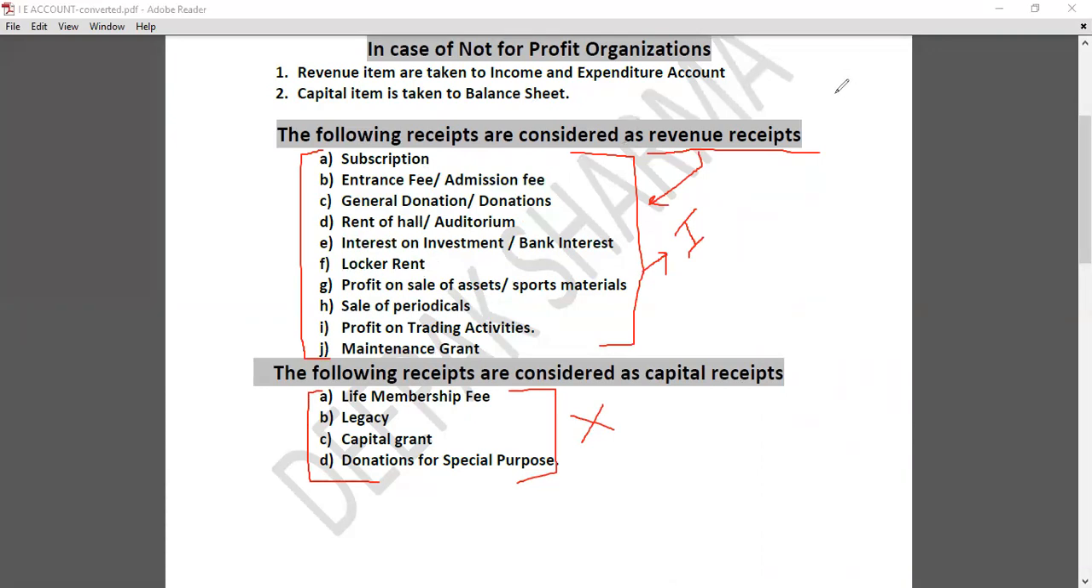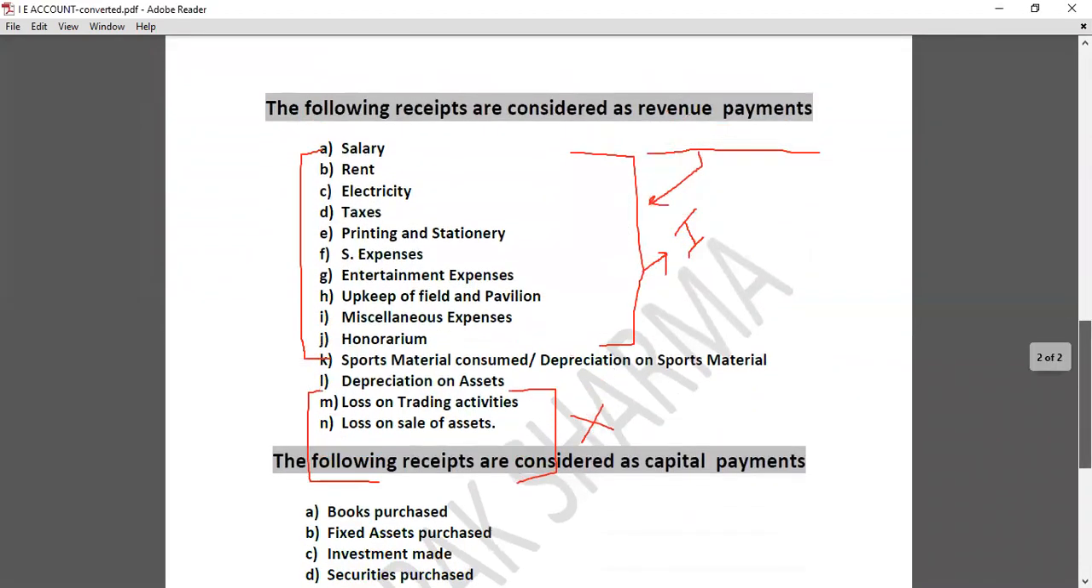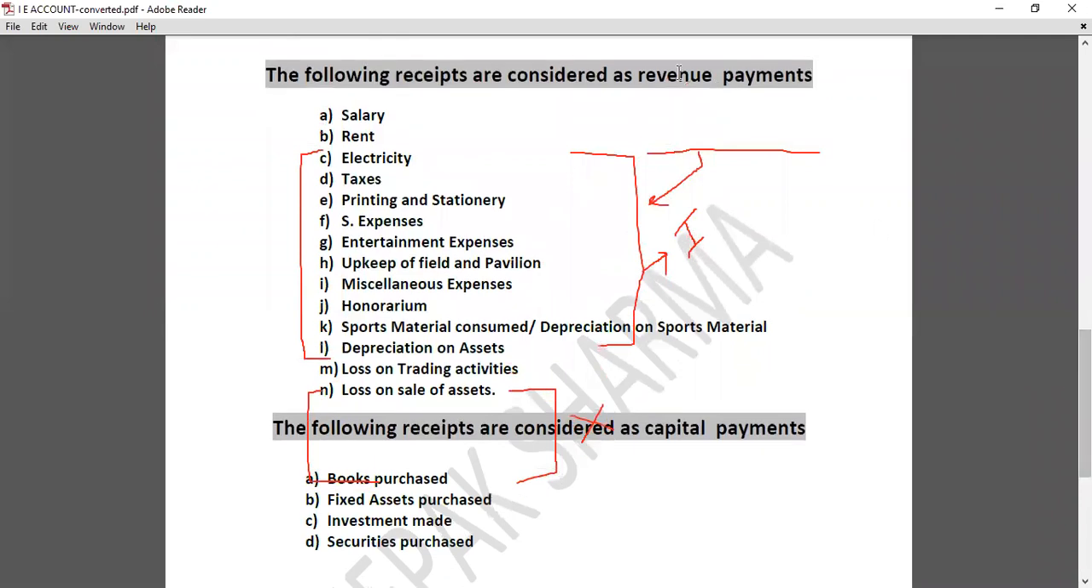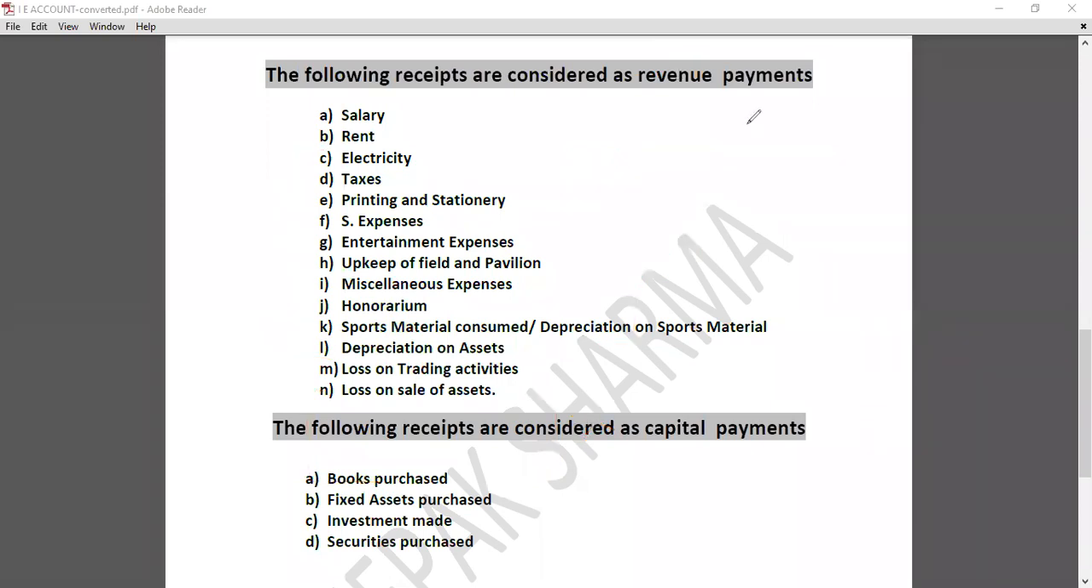Now we can move on to payments, the various kinds of payments. For your ready reference, I have listed some important payments that you can consider here, and it will make the topic much easier, so that while preparing the income and expenditure account, you are very clear about which items we should record in the income and expenditure account. So these are the transactions. Sorry, these are revenue nature of payments.